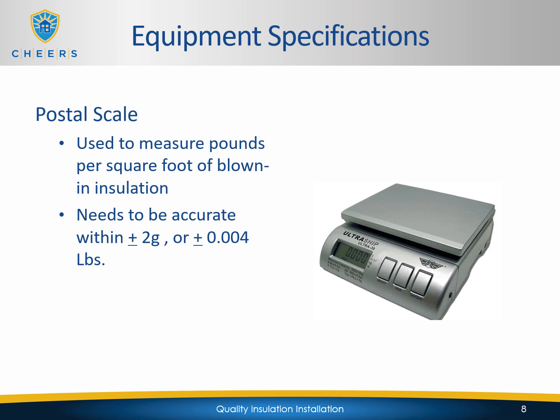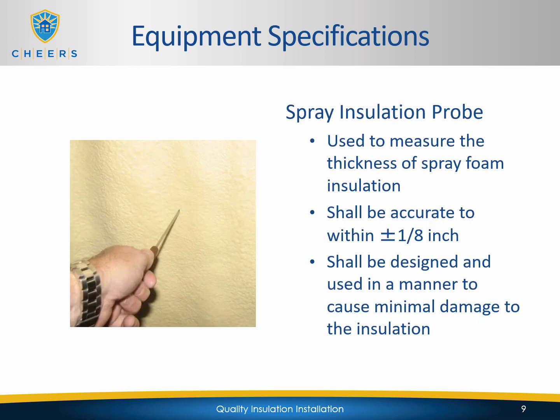Postal scales are used to measure pounds per square foot of blown insulation. They need to be accurate within plus or minus 2 grams or plus or minus 0.004 pounds. If you're dealing with spray foam insulation, spray insulation probes are used to measure the thickness of spray foam insulation. They shall be accurate to within plus or minus 1/8 of an inch. They shall be designed and used in a manner to cause minimal damage to the insulation.